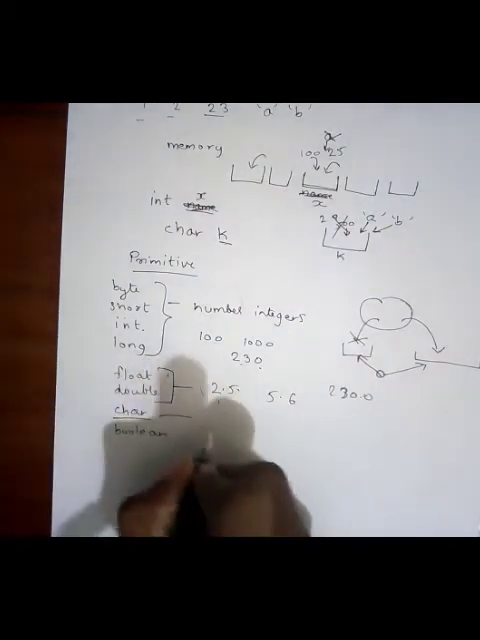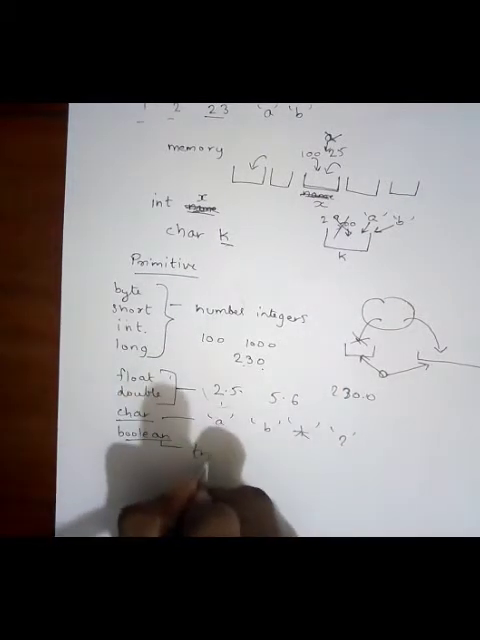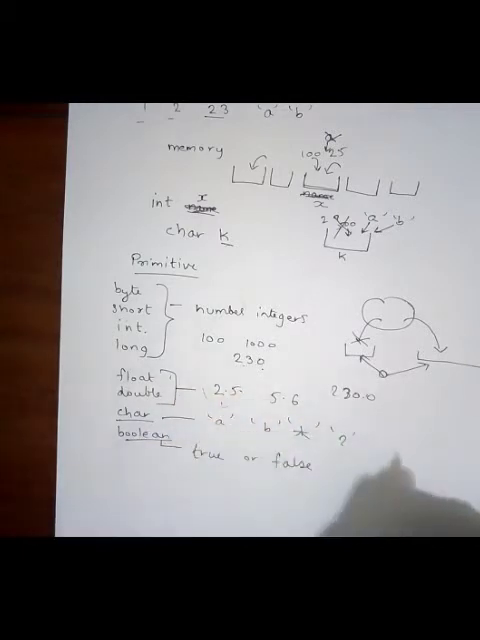And what is char? Char is a short form of character. Any kind of characters like A or B or any kind of Chinese, Japanese characters, whatever, any kind of characters. Even a question mark is a character. And boolean is nothing but true or false.